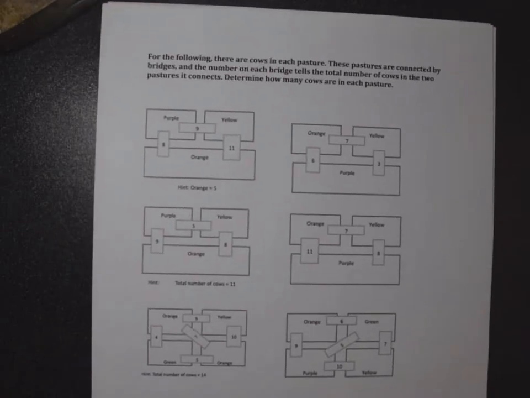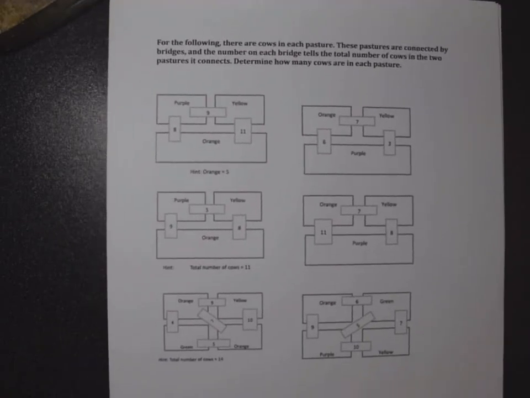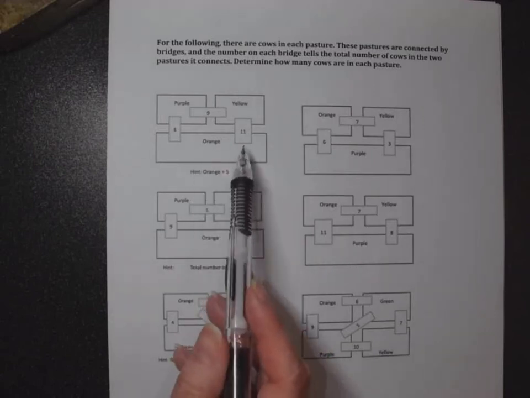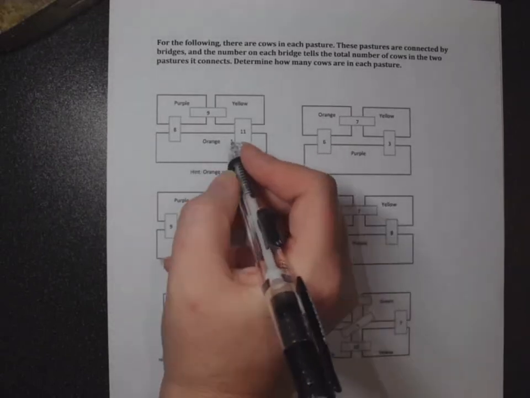So now let's look at these pasture problems. I don't know why, but these are one of my favorites. They're fun. I actually think you can do these at the elementary level or the junior high level. It doesn't require upper level math. It actually just requires addition, kind of trial and error, and maybe a little bit of patience. Okay. So notice on this one, I give you a hint that orange is 5.